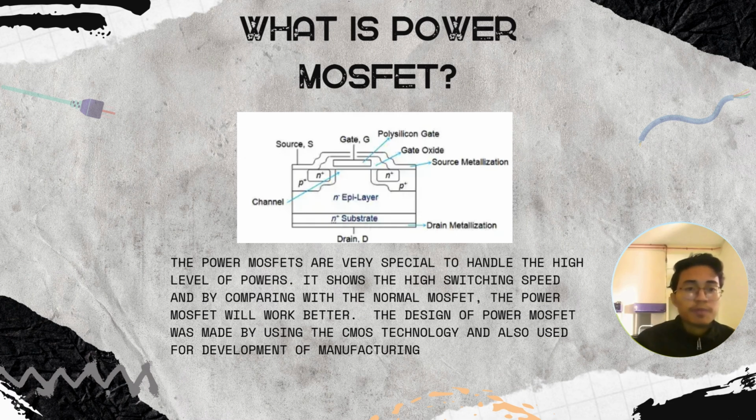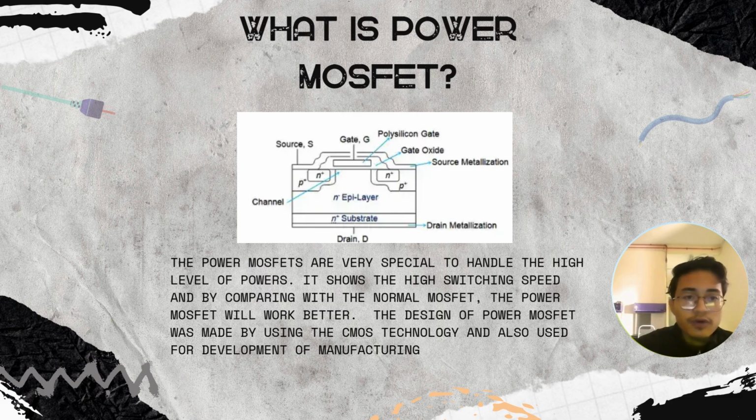So what is power MOSFET? Power MOSFETs are very special in that they handle high levels of power. They show high switching speed, and compared with the normal MOSFET, the power MOSFET will work better. The design of power MOSFET was made using CMOS technology, which is also used for development of manufacturing.